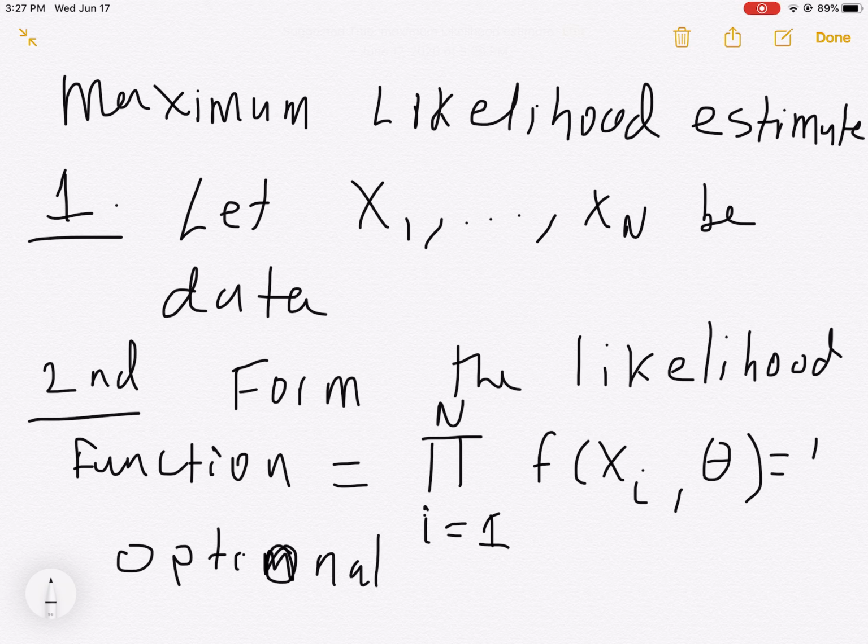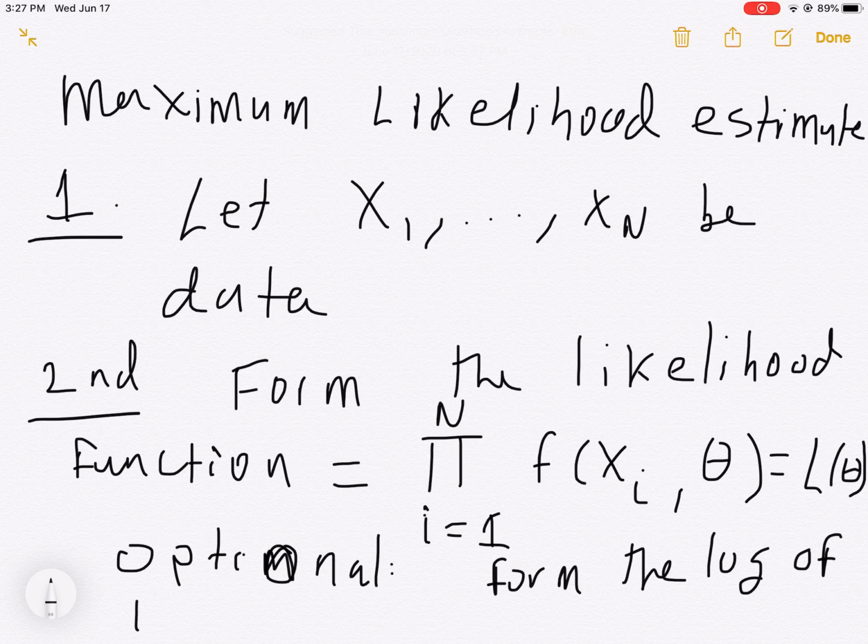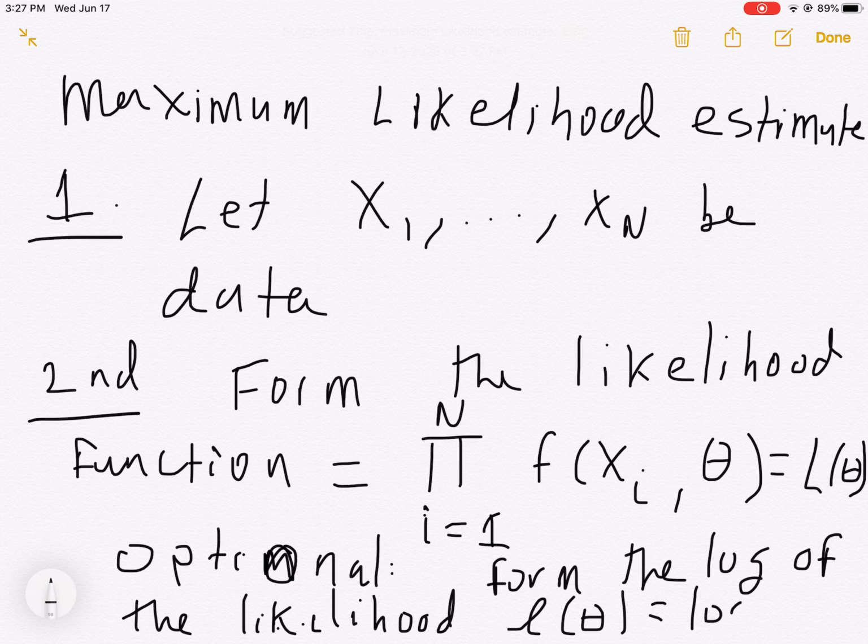I'm going to call this L of theta. Form the log of the likelihood, little l of theta.